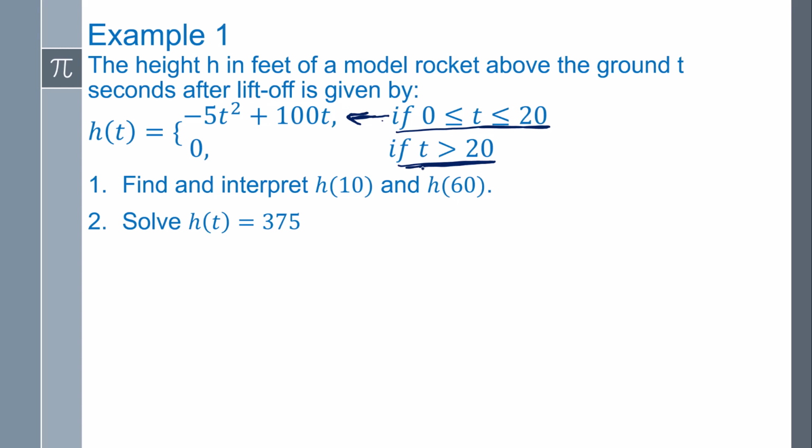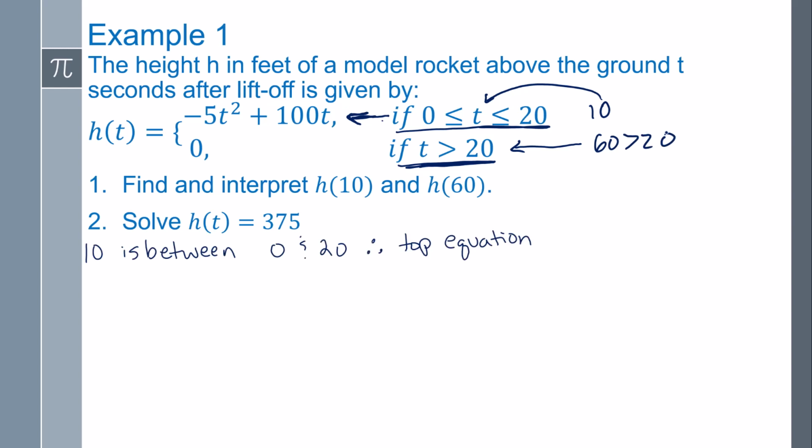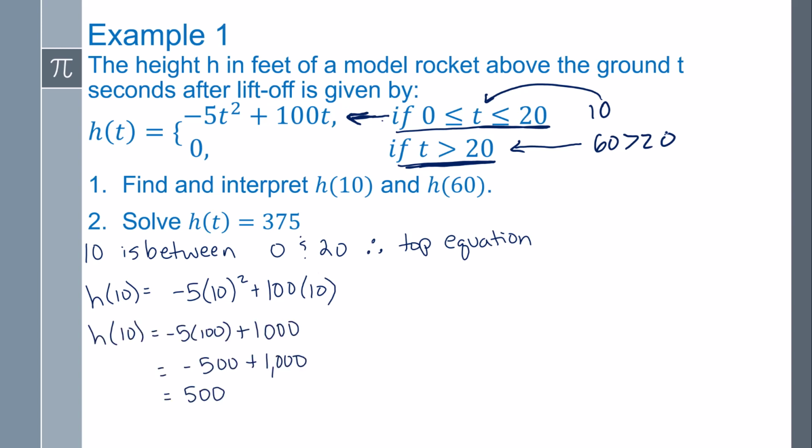So if it says find and interpret h of 10 and h of 60, I need to think, where could I plug in 10? Well, I can plug in 10 to here because 10 is between 0 and 20. And I can plug in 60 into this one because 60 is greater than 20. So let's go through that. Plugging in 10 into the top equation, negative 5 times 10 squared plus 100 times 10. You simplify that, you're going to get 500. So because we were talking about feet, the height is going to be 500 feet.